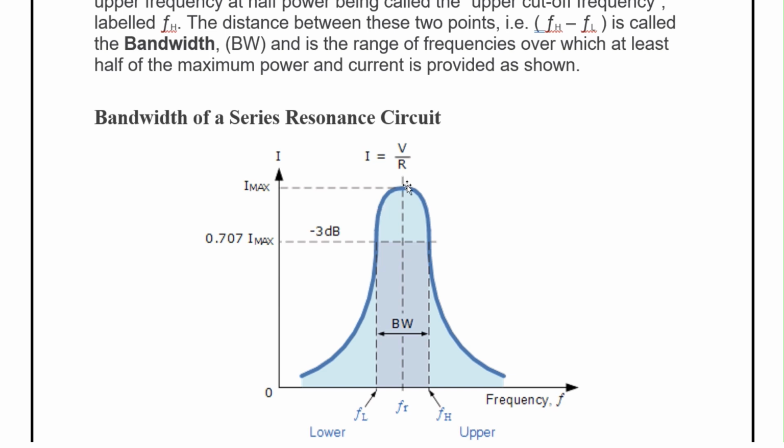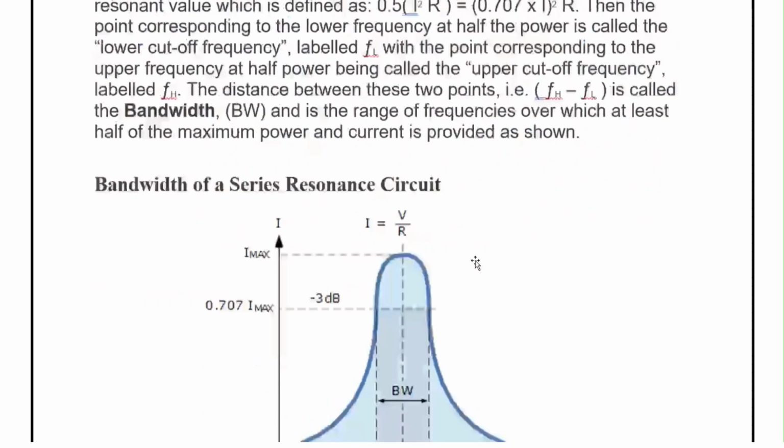So at the maximum point the power is I square R, and at this point FL and FH, the power is total power divided by 2, I square R by 2. So that is why it is also called the half power line. So the I max by root 2 level of the frequency is called the half power line. So this I max line, 0.707 I max line, is also called the half power line. All right.